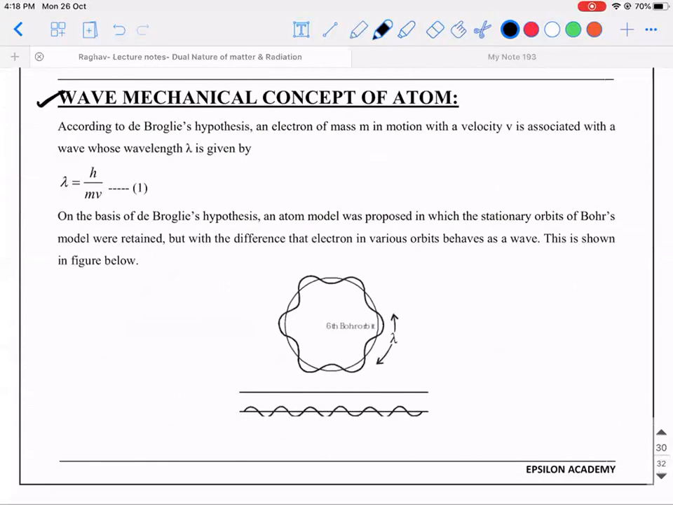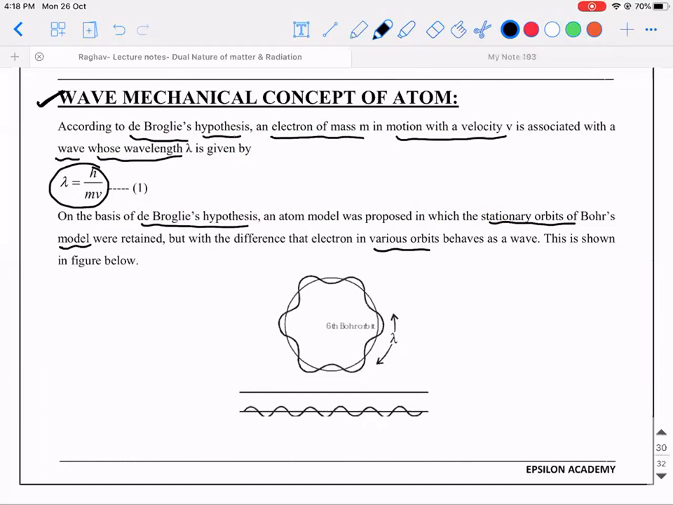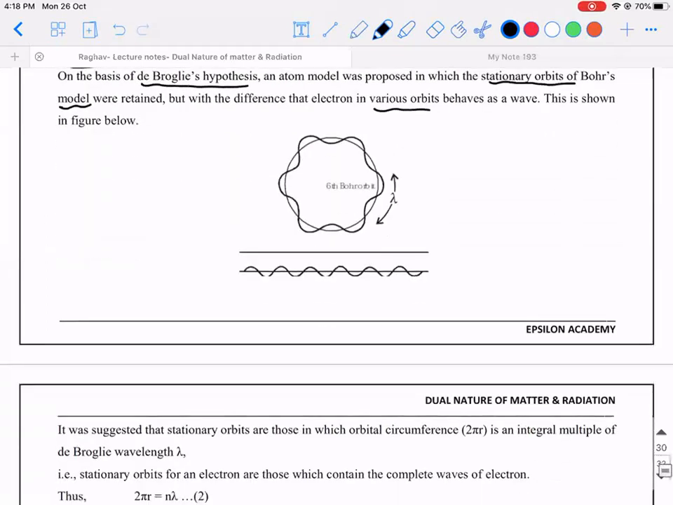Wave mechanical concept of an atom. So listen, according to de Broglie's hypothesis, a theory that he has proposed, an electron of mass m in motion with a velocity v is associated with a wave whose wavelength is lambda, which is given by lambda is equal to h by mv. This we already know. So on the basis of de Broglie's hypothesis, an atom model was proposed in which the stationary orbits of Bohr's model were retained, but with the difference that the electron in various orbits behaves like a wave.